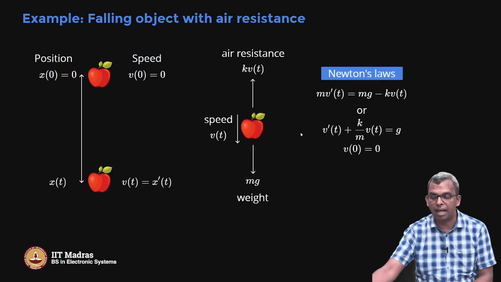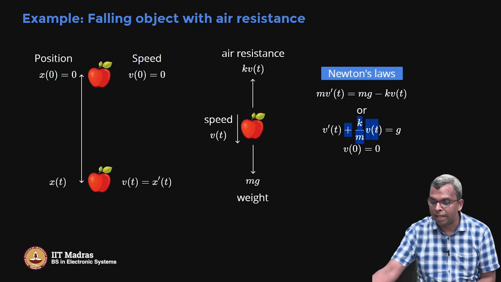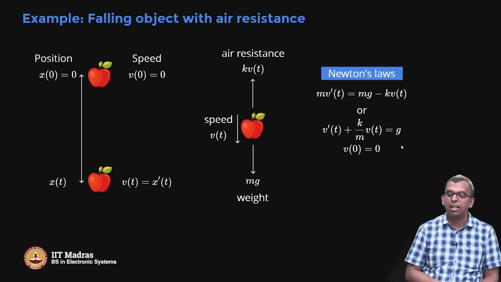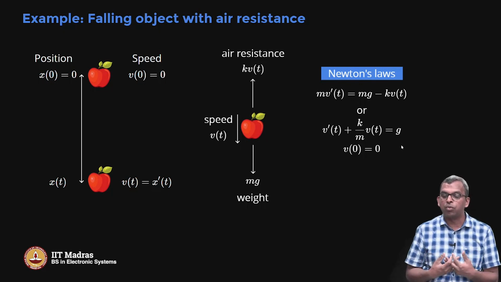So previously we didn't have this term, right? If you ignore air resistance, this will not be there. So it was very easy to solve. Now when you have this, I don't know how to solve it very easily, because there is v prime of t and then v of t. Okay, how do you solve an equation which has both v prime of t and v of t?